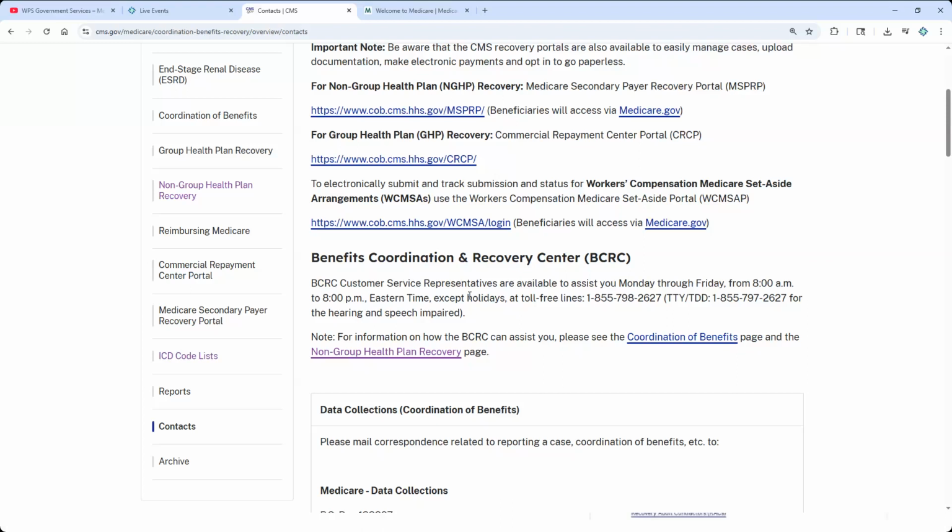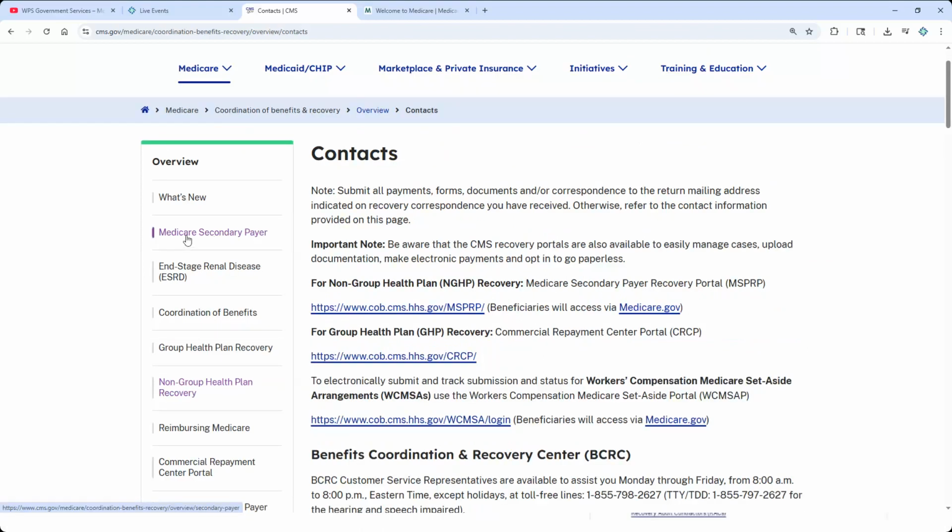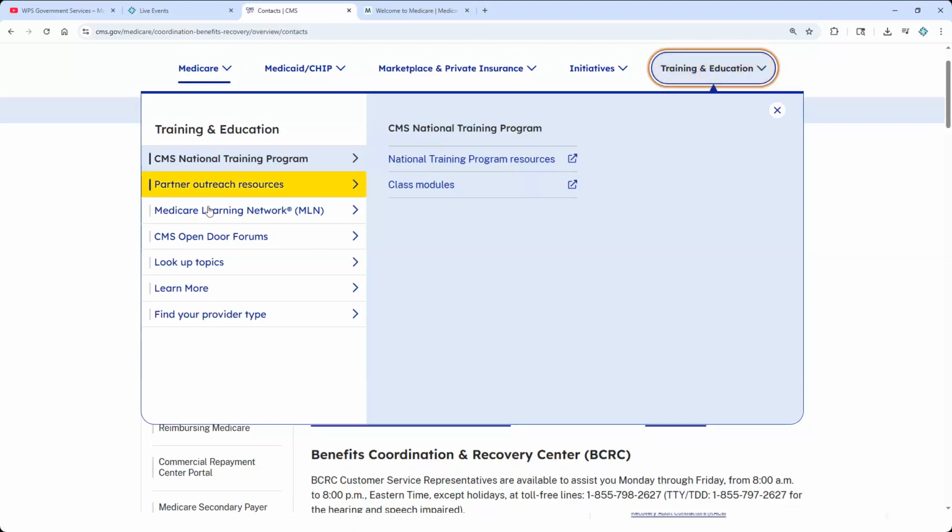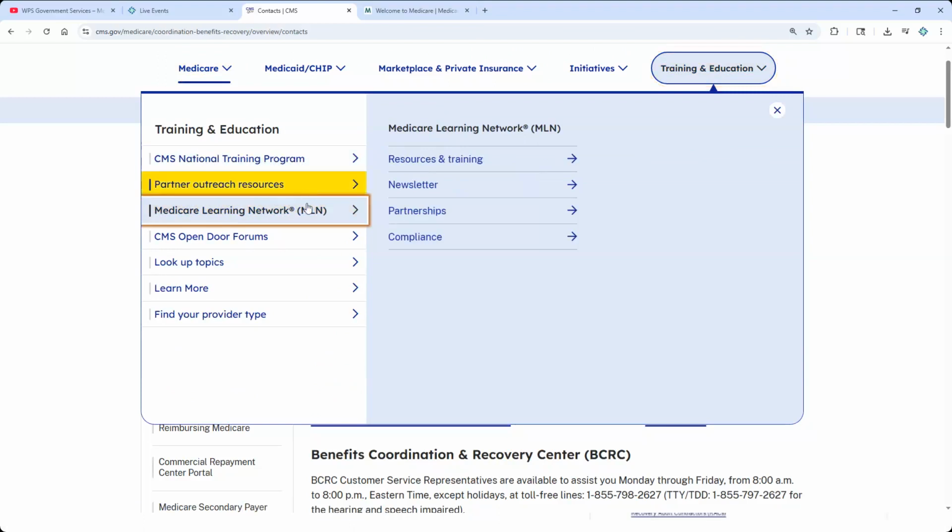So I was asked for a couple of different training resources, which is why I did bring you to the Benefit Coordination and Recovery Center page, but also why we brought you to this Medicare Secondary Payer page. But also don't forget that there's a whole area on CMS called the Medicare Learning Network. This is not under Medicare. It's actually under Training and Resources. And you can see right here, the Medicare Learning Network. Now, what's great about the Medicare Learning Network is it's CMS's training spot. They're going to give you some booklets, some sheets, some different things like that. So I just think it's a really awesome resource that will help you learn what you need to know.